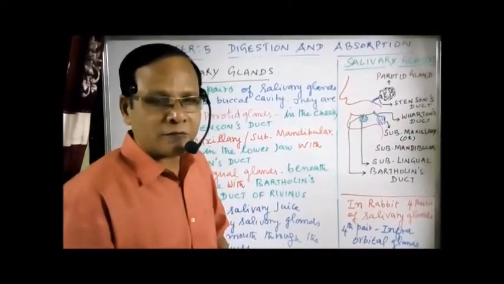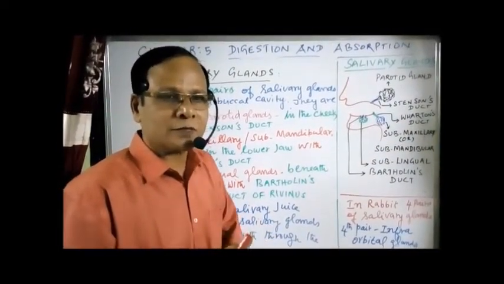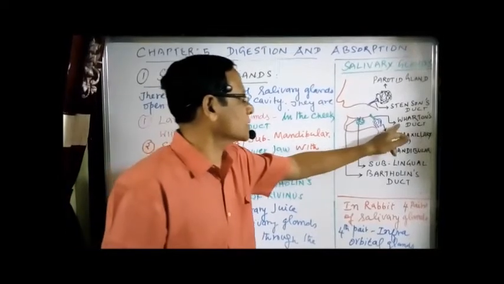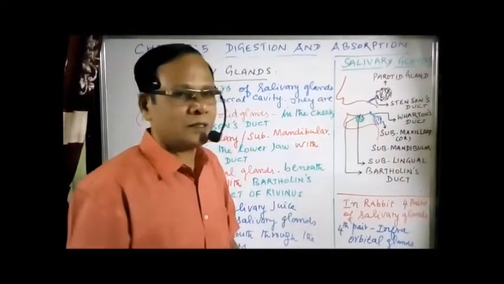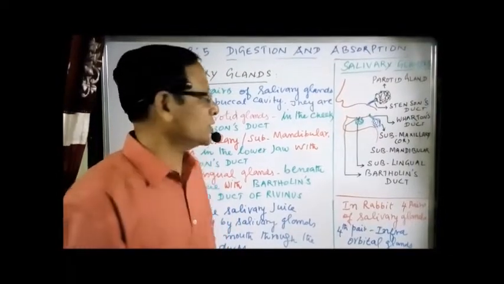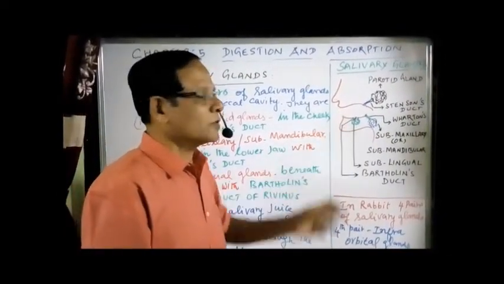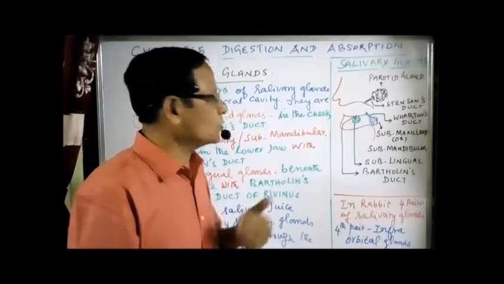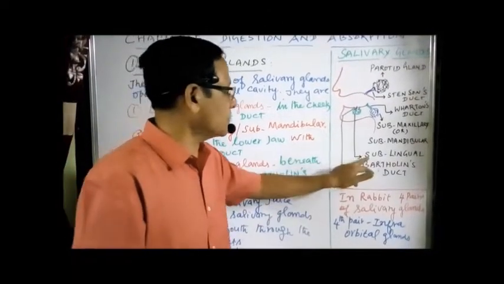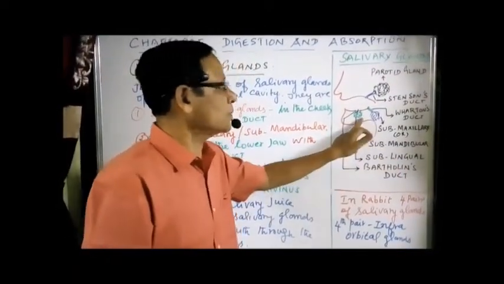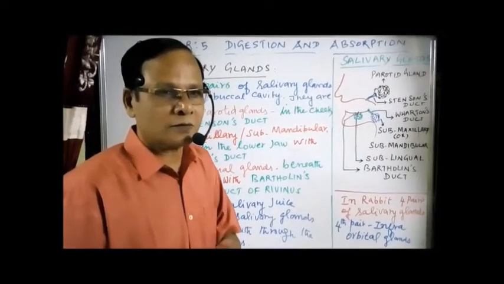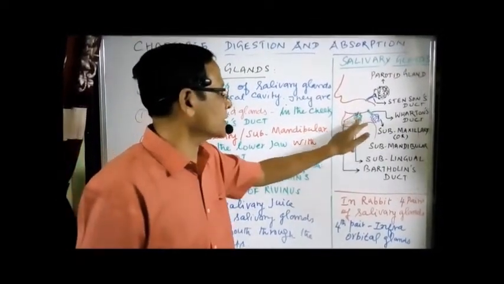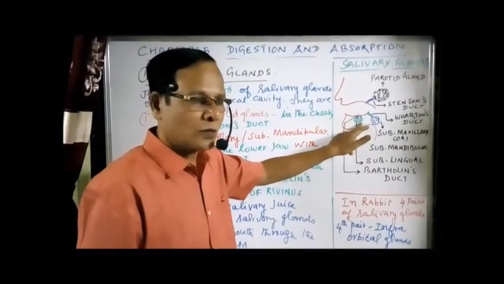The names are given after the discovery by specific persons. So Wharton's duct is nothing but the salivary duct of the submaxillary, the one present in the lower jaw region. And the third one, small one, present below the tongue. That's why it's called sublingual. Lingua is the word used for tongue. So below the tongue we have sublingual.